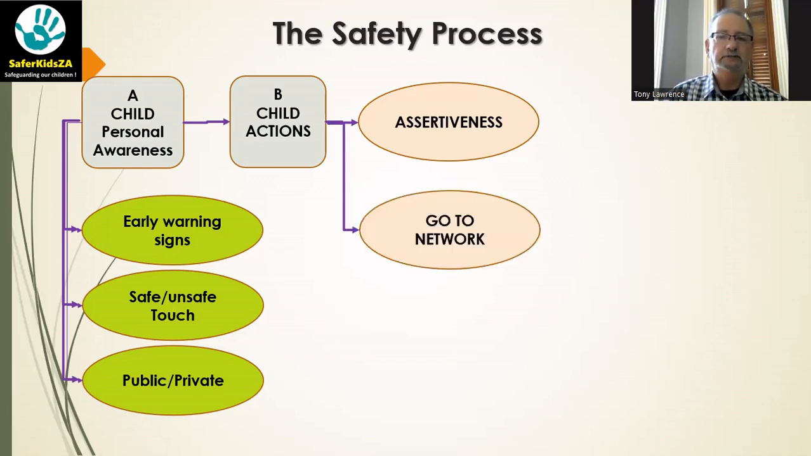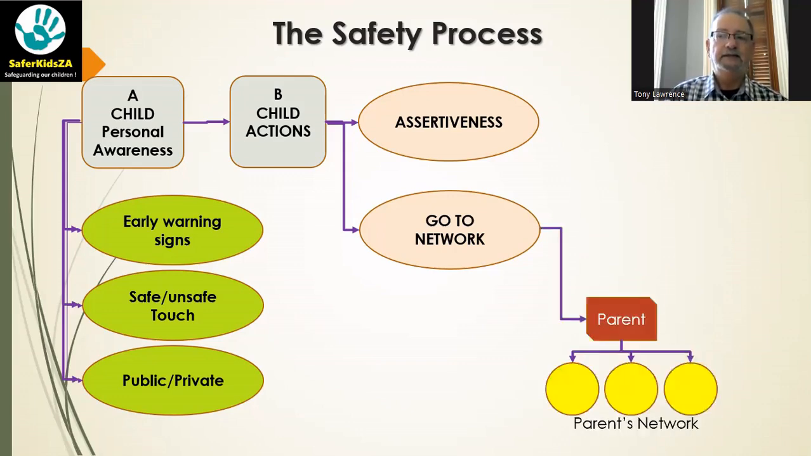When that doesn't work, they go to their network. They're people that they know they can trust, like mommy or daddy, or their caregiver, so that they can go and tell what is happening to them. Now, hopefully it's the parents, if you're there. And if the parent does not know what to do in that situation, if it's not as straightforward, the parent needs to have a parent's network. Where will you go as a parent for further advice? Okay, you have to build that network.